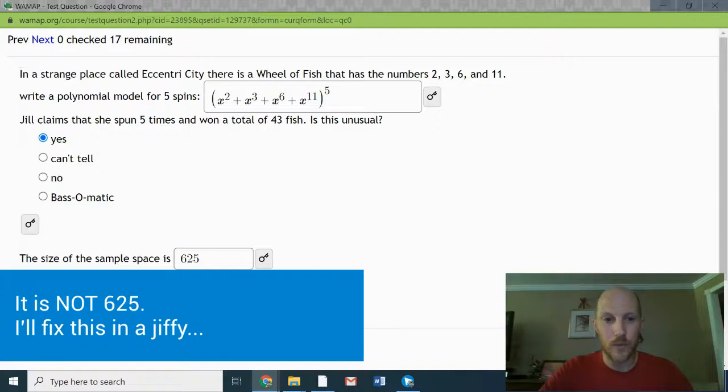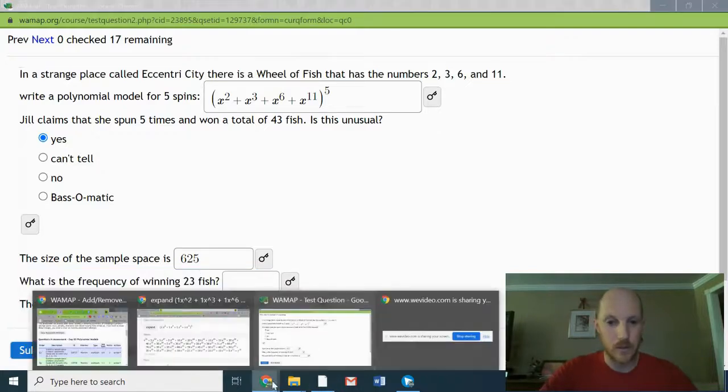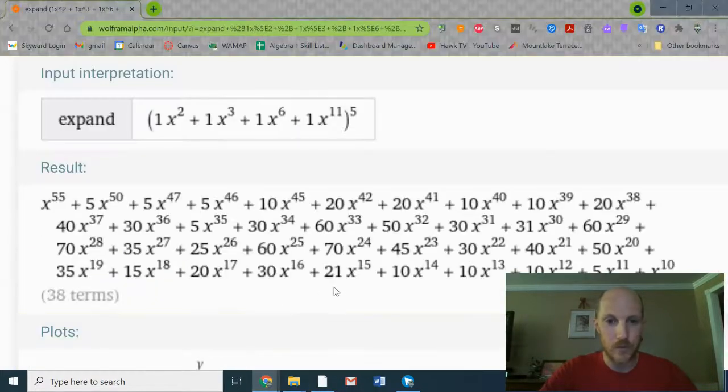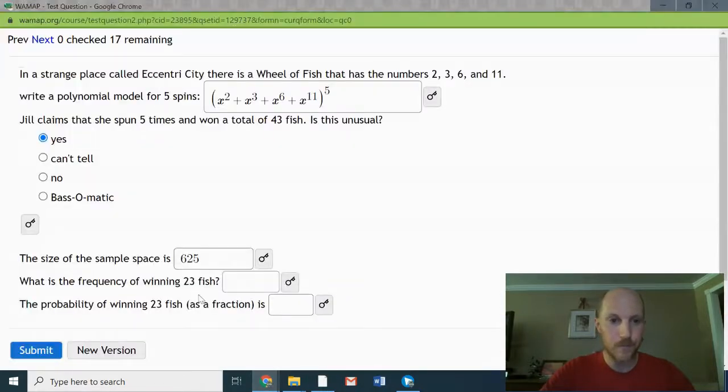Frequency of winning 23 fish. Oh, 23 fish. I don't know. Let's find out. 23 fish is right here. 23, the number of fish, is the exponent. I need the coefficient to get the frequency. There are 45 different combinations of spins that would give me 23 fish. That's the 45 that I'm after. Probability of winning 23 fish as a probability fraction: 45 on the top, 625 on the bottom.